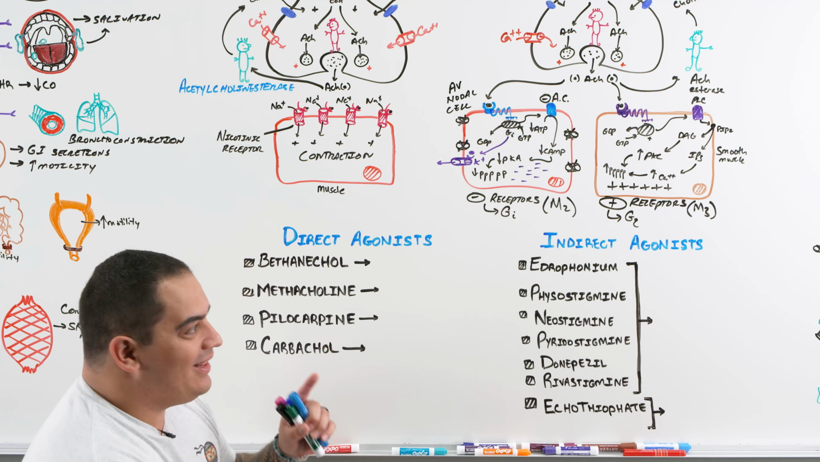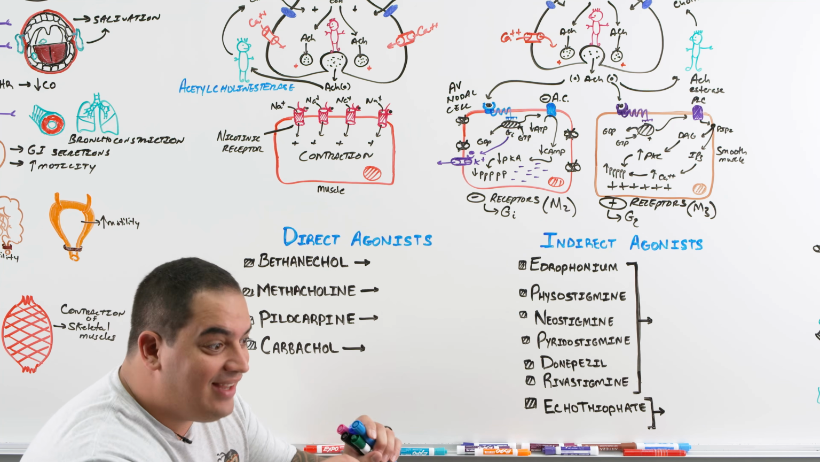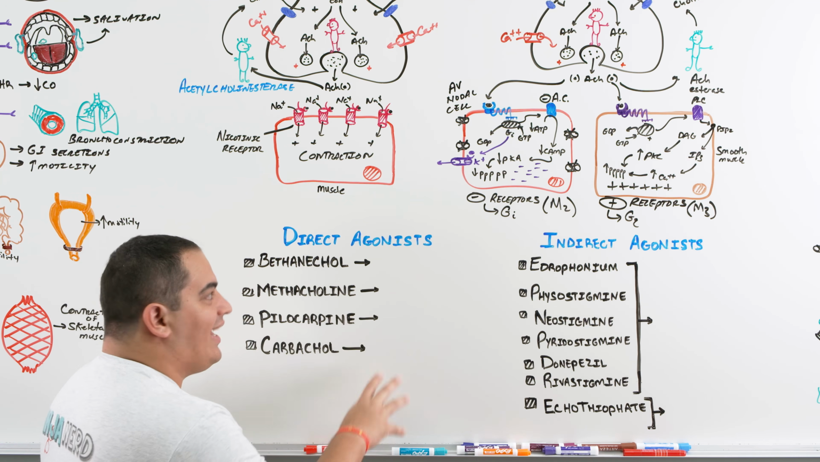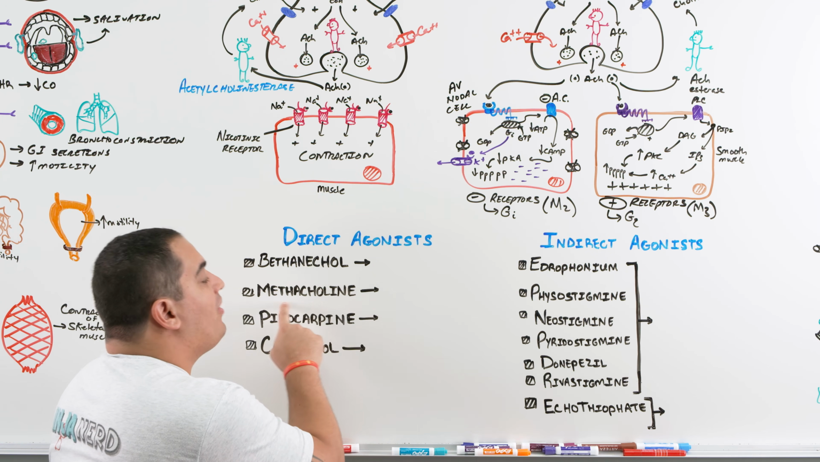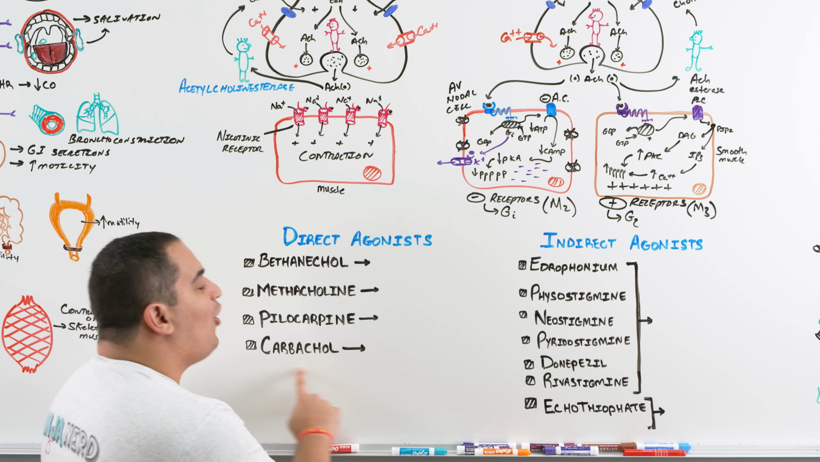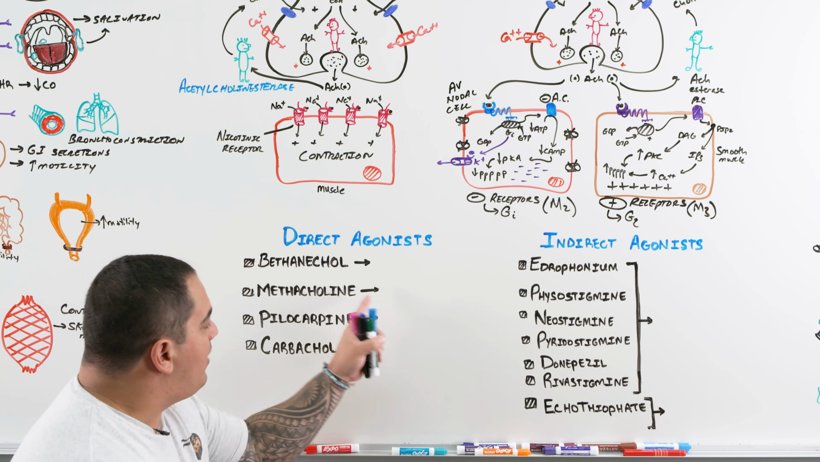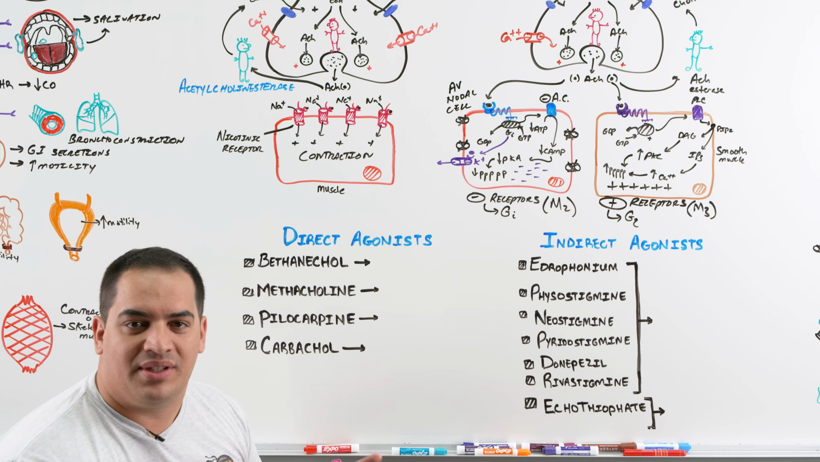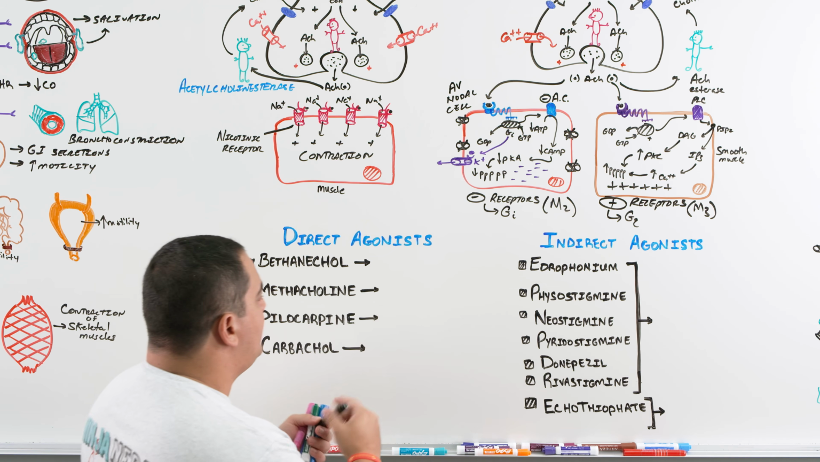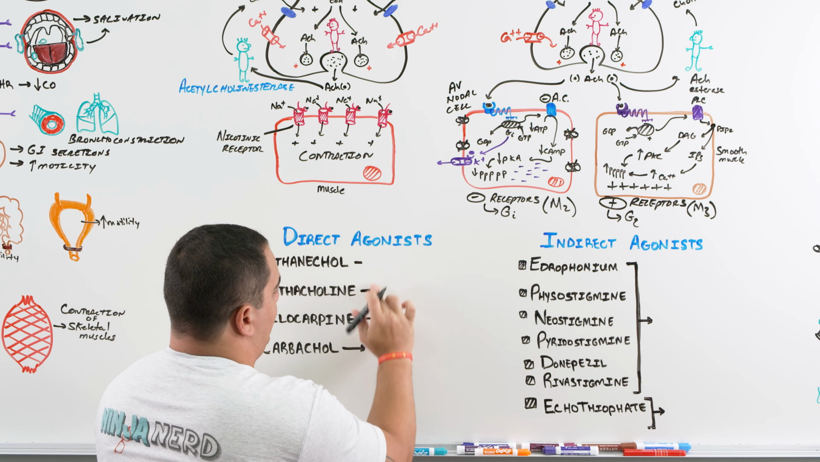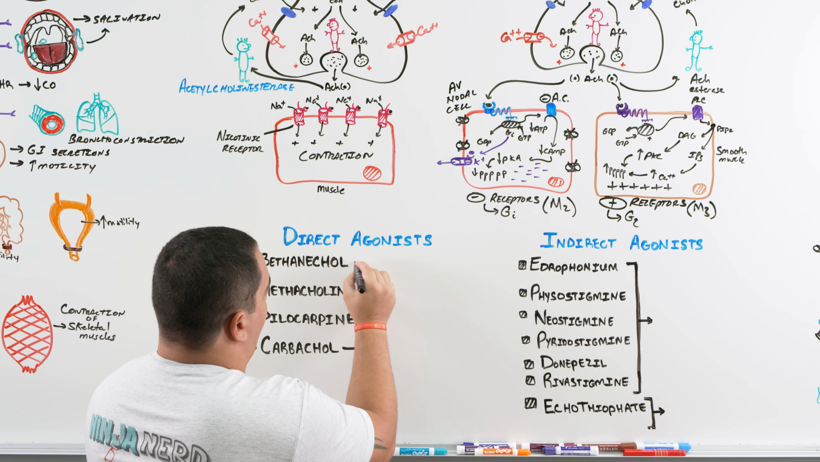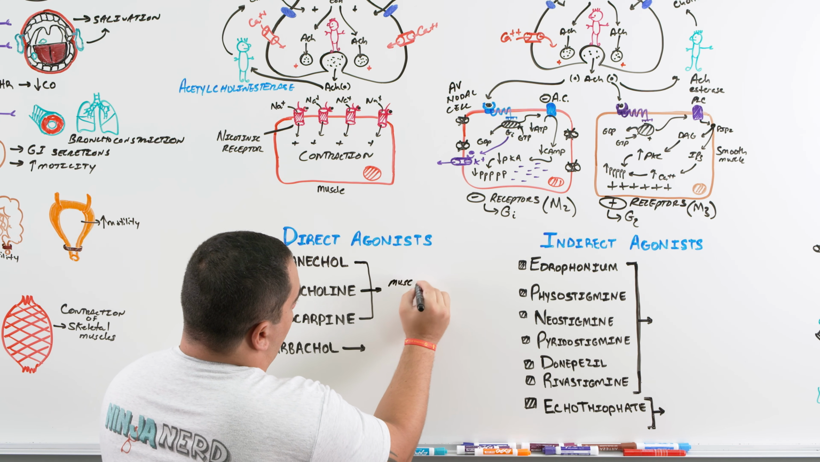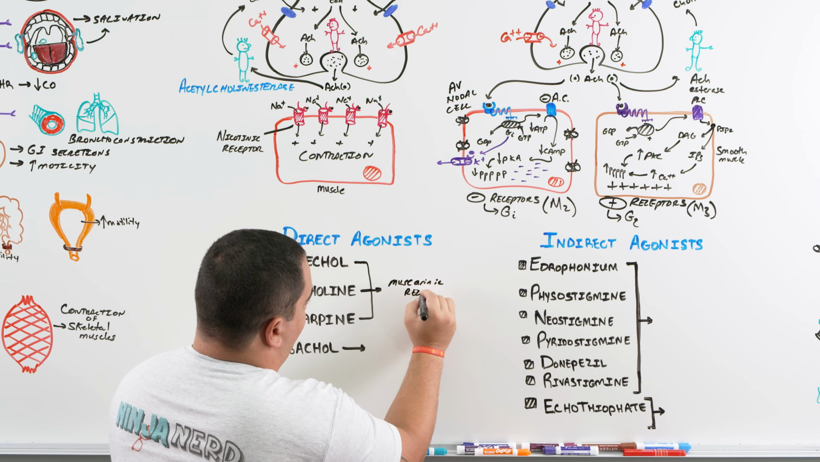All right, so when we talk about these, let's make sense of it. Direct agonists work either directly at the muscarinic receptor or directly at the nicotinic receptor. So which are the ones that are actually going to be direct agonists? I want you to remember bethanechol, methacholine, pilocarpine, and carbachol. Now, bethanechol, methacholine, and pilocarpine, thank goodness, they all work on muscarinic receptors only. So what I want you to remember is that all of these work on muscarinic receptors, okay?